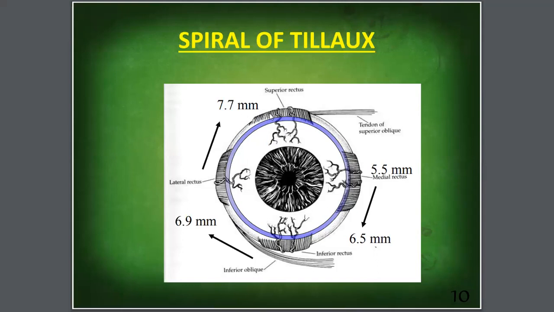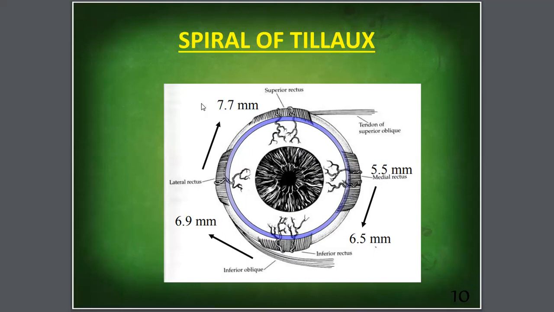You have superior rectus from the sclerocorneal junction, it is 7.7 mm. For medial rectus, this is the distance from sclerocorneal junction, 5.5 mm. And now you have inferior rectus distance is 6.5 and lateral rectus is 6.9. Okay, so this complete spiral line is actually called an anatomical landmark when the ophthalmic surgeries are performed.